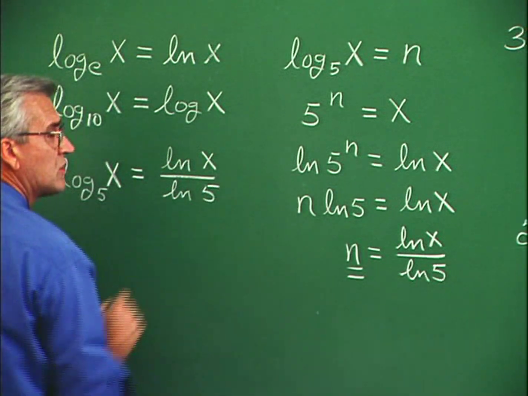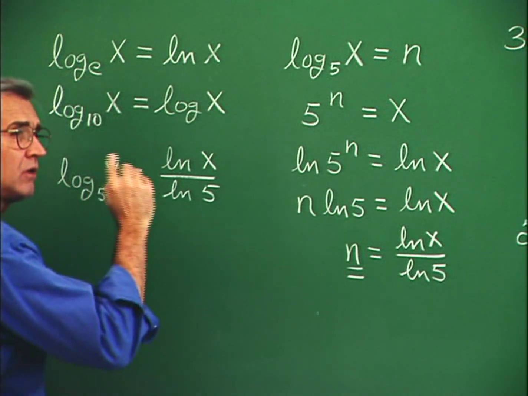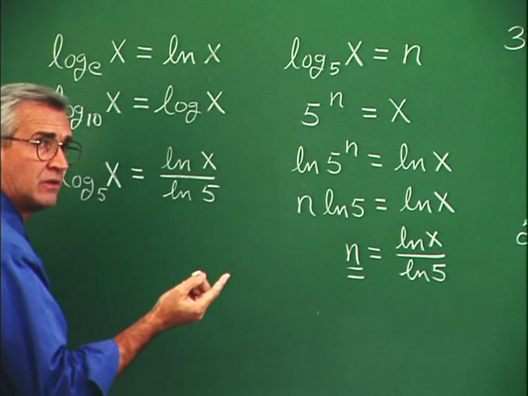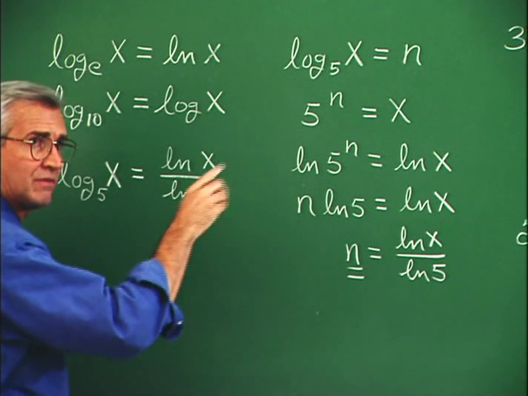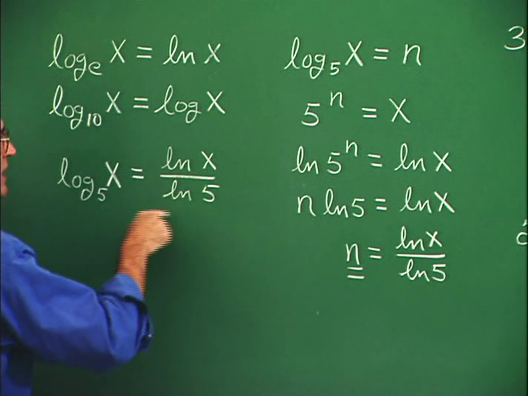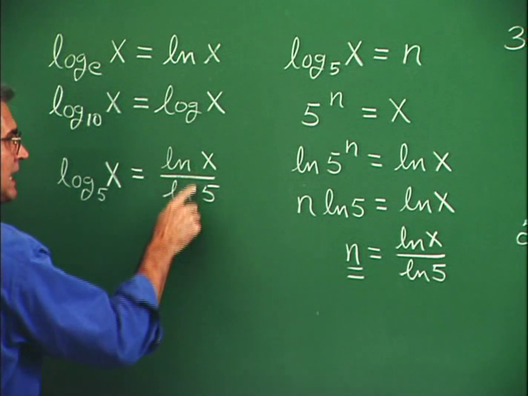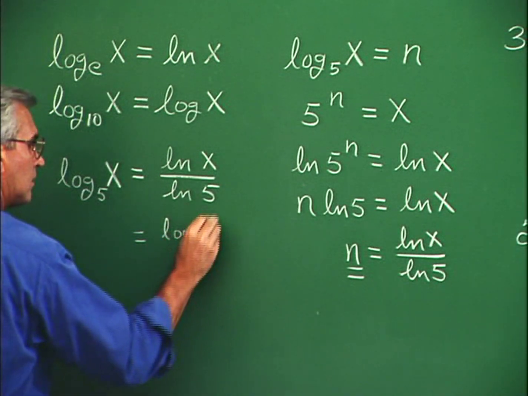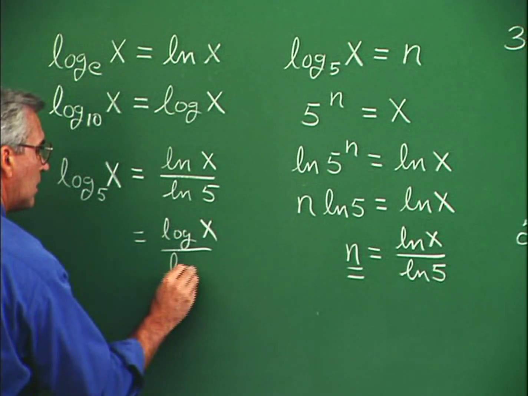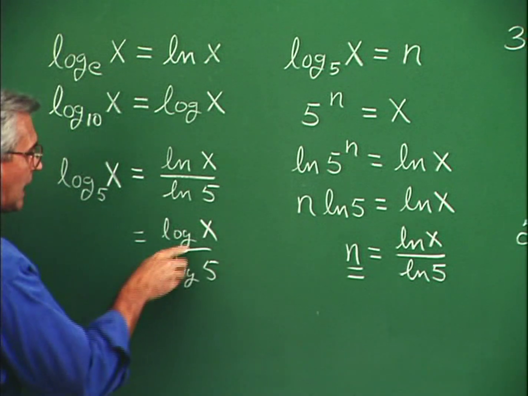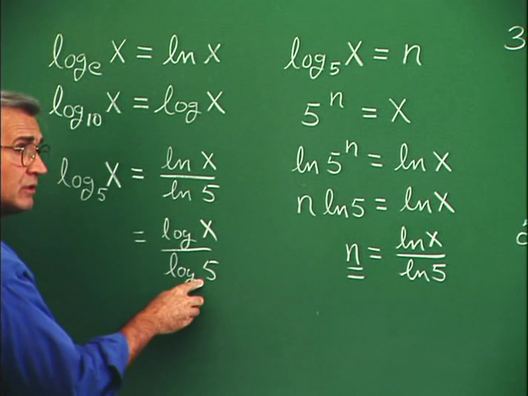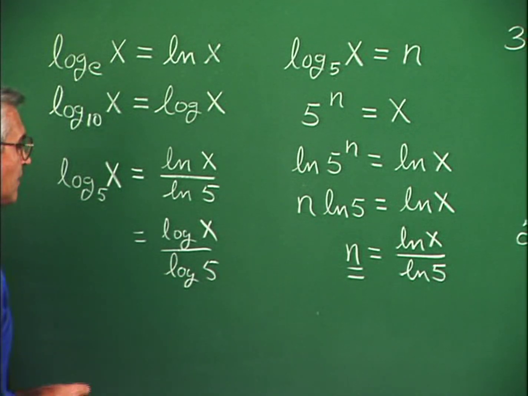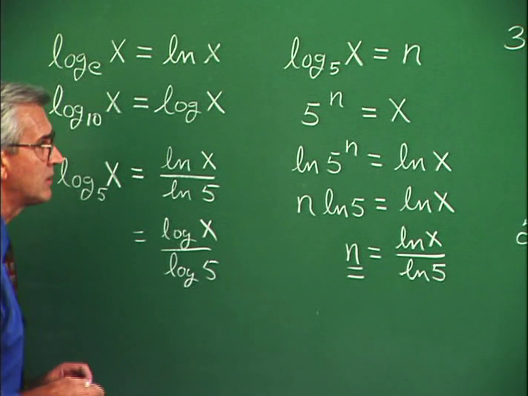Now I could have chosen any logarithmic base over here. I could choose log base 7, you see, to apply on both sides of that equation. And so this changing of base can occur with any logarithmic base. I could write this as log x over log 5, and I could place any base that I want to here. So this then becomes a change of base formula for us in the future. It might come in handy from time to time.